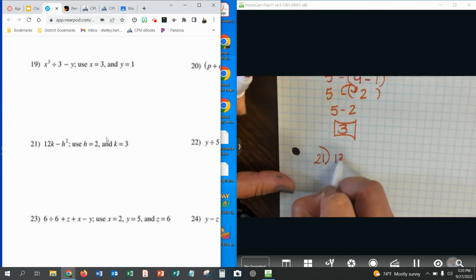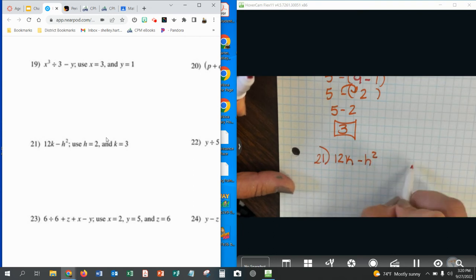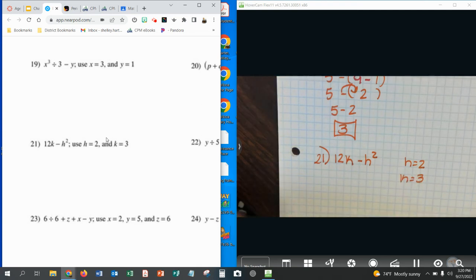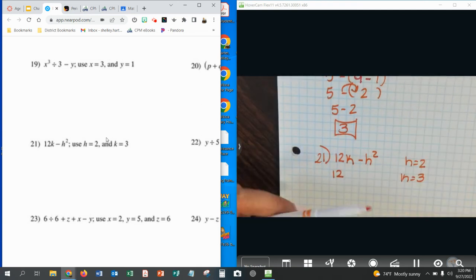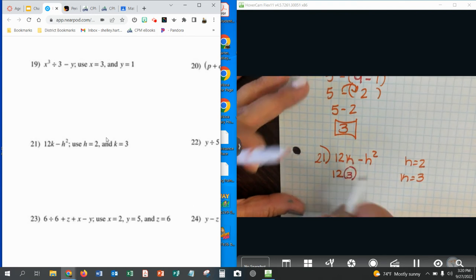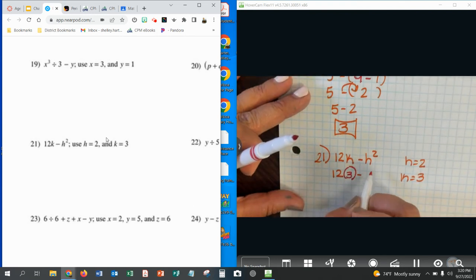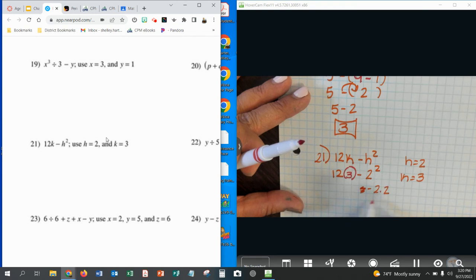Let's do 21. So you have 12k minus h squared. H equals 2. K equals 3. So 12 times 3 minus 2 squared. Okay, so negative 2 times 2, which is going to be negative 4. And then 12 times 3 is 36. 36 minus 4 is 32.